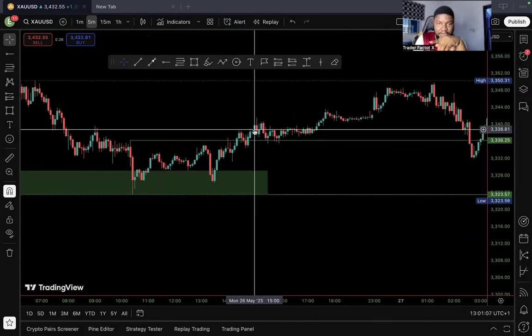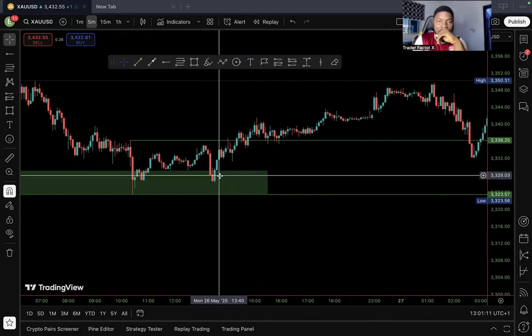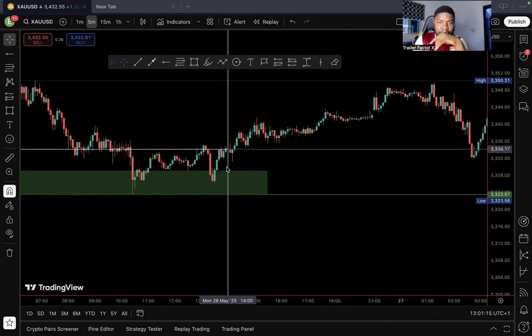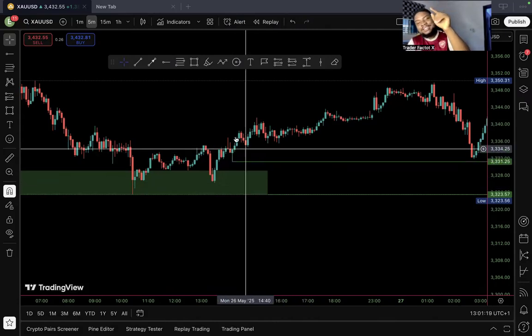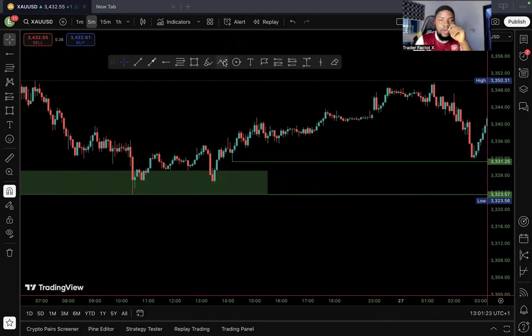So since this area was the one that broke it, if we trace it down, this is the level we want to identify. So this is the level I want to buy from. So I'll put this level here, I'll break it down here. You understand? And I'll wait for the market at this level. This is where I want to buy from. You understand? So I've gotten where I want to buy from.